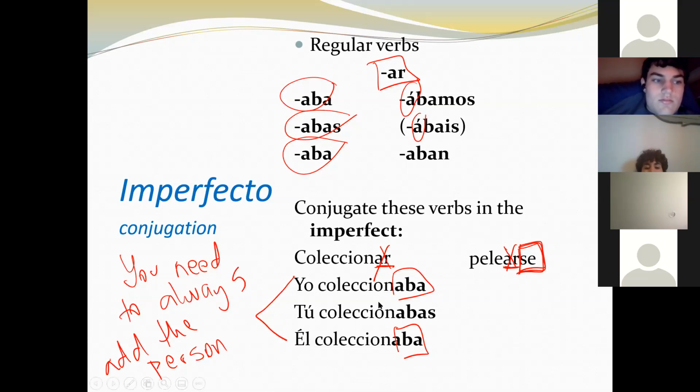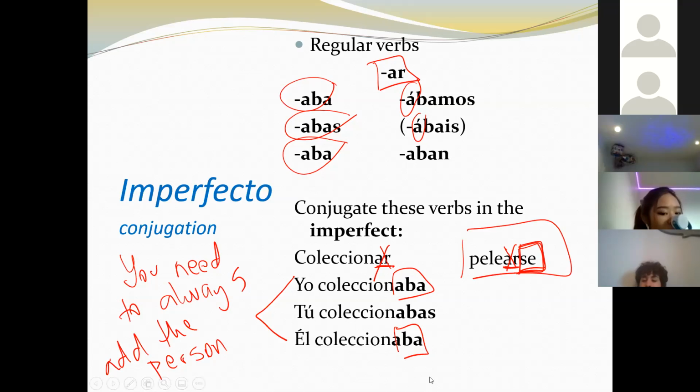I'm going to ask that to Keegan. Give me the yo form imperfect for pelearse, and don't forget your pronoun. So it's yo, peleaba. Yeah, now you're missing something that is required. Yo me. Yes. Okay. So say the whole thing, please. Yo me peleaba. Bien, yo me peleaba. See?